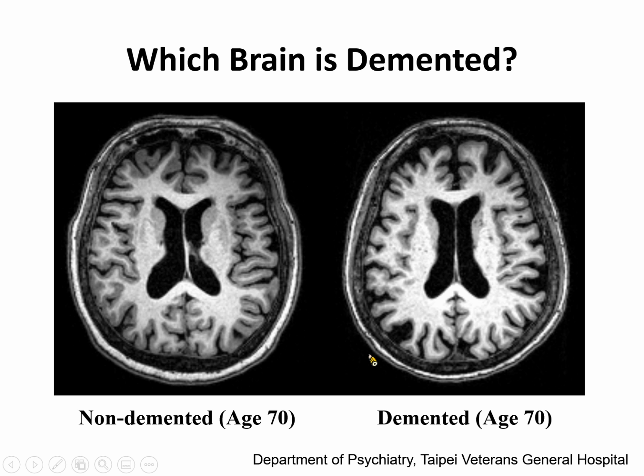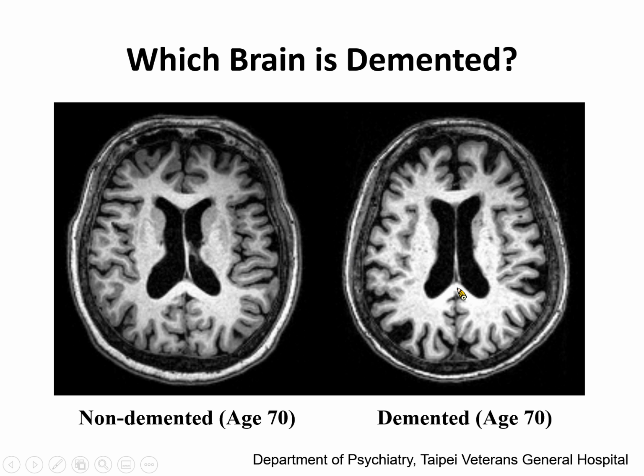So what's the difference? You can see that in older age, they all have brain atrophy, but not everyone with brain atrophy has dementia. So what's the hallmark of dementia?